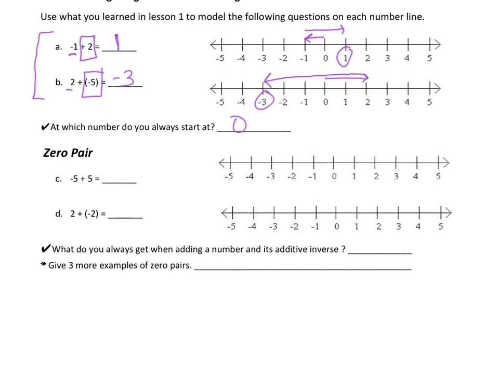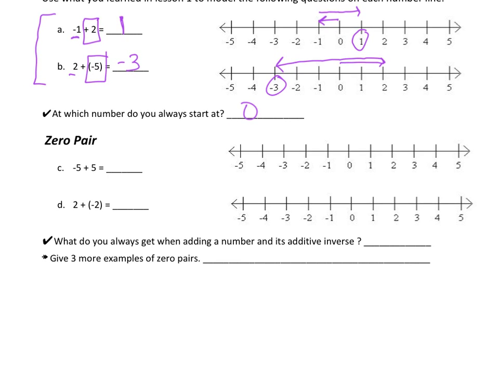So let's talk about zero pairs. This was a definition that we didn't necessarily go over yet, but it was on your vocab assignment. Zero pairs are two numbers that you add together, and you'll get 0. Typically they are opposites. So -5 and 5 are opposites because they're the same number, just different signs.